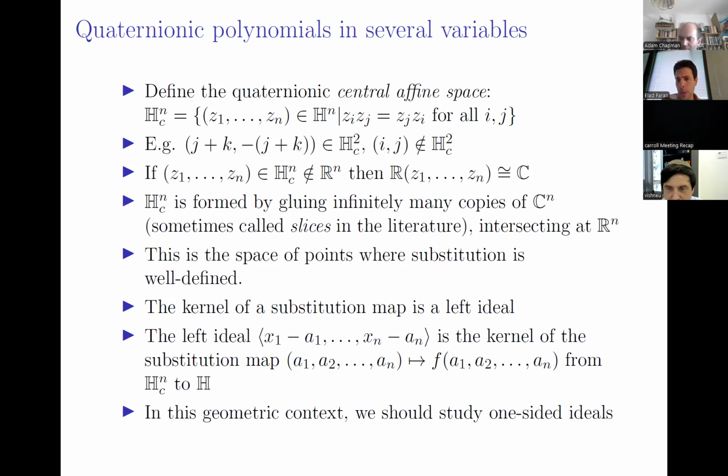Okay, so what we see here is that in this geometric context, we need to study one-sided ideals. It's not enough to consider two-sided ideals. Of course, we would have liked that. It would be technically easier, but we would simply miss out on a lot of the geometry. We would simply miss out on a lot of points. So we cannot do that. We have to consider one-sided ideals.